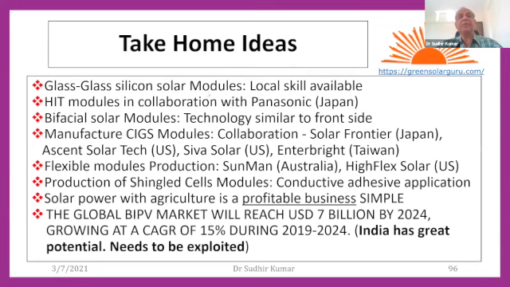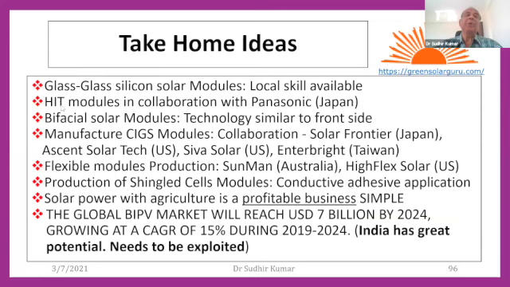Glass silicon solar modules can be manufactured. It's a local skill. See, we have so many glass factories in the country, and they are experts here. Why can't they make the solar module, glass modules? It's very simple. In a similar way, HIT modules can be done, but it is right protected. So only Panasonic has the right. So you have to collaborate with Panasonic. In India, it can be manufactured. HIT modules, I feel, are the best module at present.